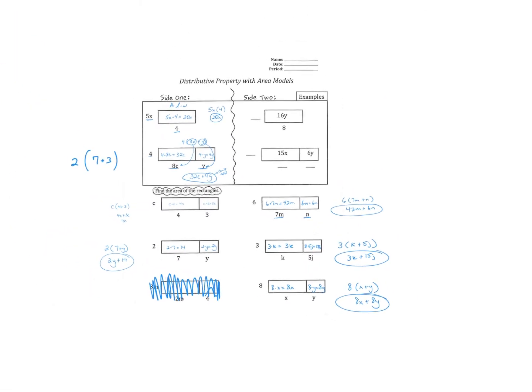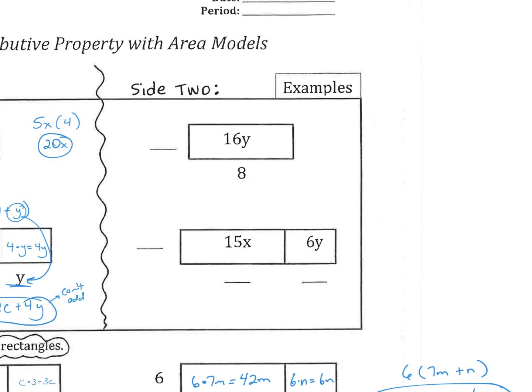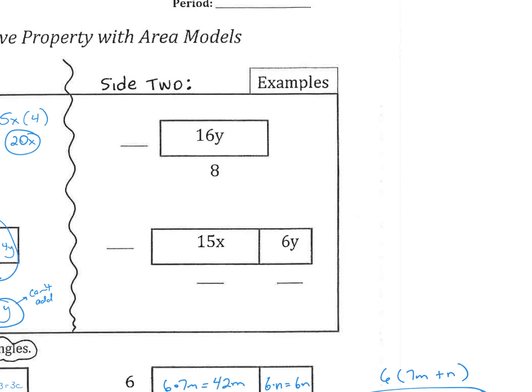We're going to go ahead and do the next step. So go back up to the top of your notes and let's look at side 2. So if on the first page we were using the area model to distribute, this next part we're going to use the area model to do something called factoring.